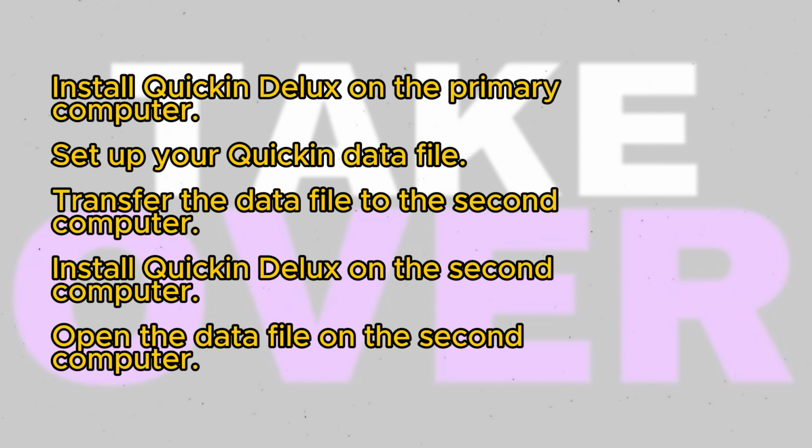Step 3. Transfer the Quicken data file to the second computer. Locate the data file, copy it to a portable storage device like a USB drive, and connect it to the second computer. Step 4. Install Quicken Deluxe on the second computer.